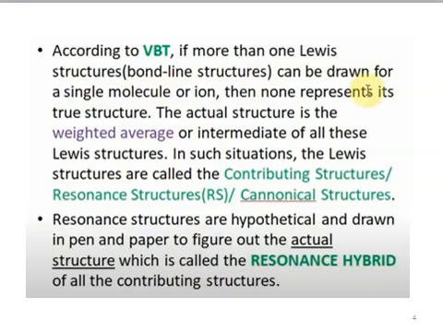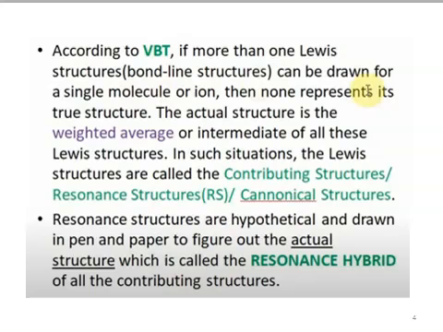Before we go to resonance, here is the valence bond theory, right? Valence bond theory, also known as VBT, says that if more than one Lewis structure can be drawn for a single molecule, right? I say it again: according to VBT, if you draw more than one Lewis structure for a single molecule, then none of these structures will represent the true molecule or the true structure, right? And the actual structure, which is the true structure, is the weighted average or intermediate of all these Lewis structures, right? So what do we mean by the weighted average?